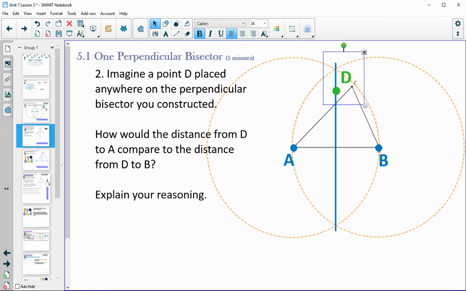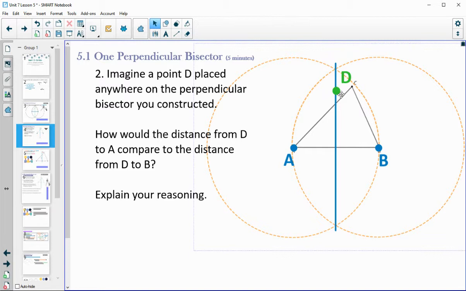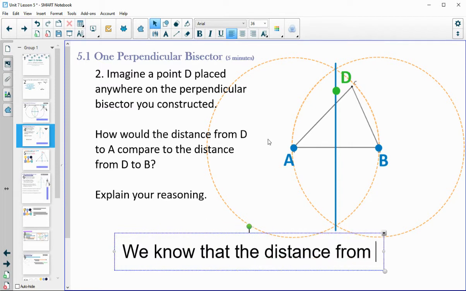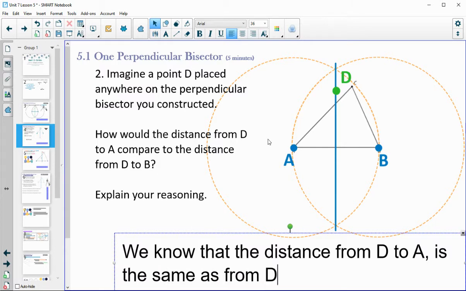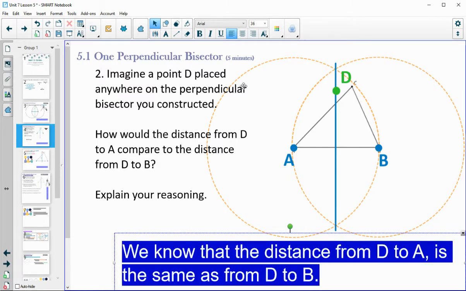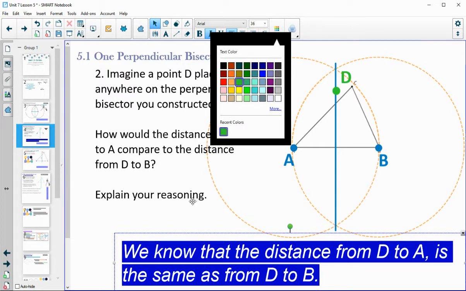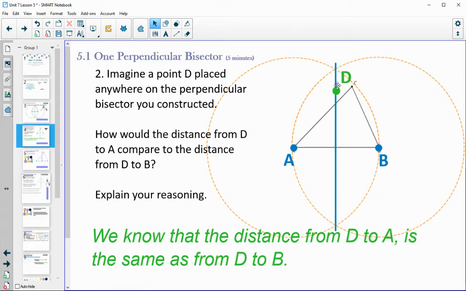How would the distance from point D to point A compare to the distance from D to B? Think about how the distance from D to each of those 2 vertices would compare. Since we know that D is on the perpendicular bisector, we know that the distance from D to A is the same as from D to B. We learned about that earlier in the year. That's true for any point on the perpendicular bisector: it will be the same distance from either endpoint.